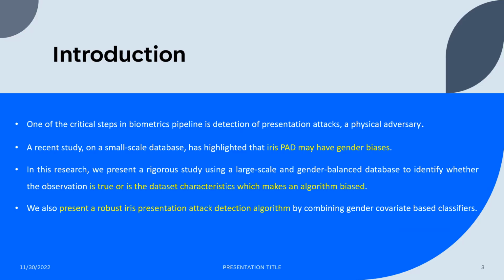One of the critical steps in any biometric pipeline, including iris screening systems, is the detection of the presentation mediums, including the 3D contact lens based attacks. Recently it was found that the PAD algorithms are also biased towards gender or demographic variables, but this study was performed using a very small amount of data, and the dataset was itself very biased towards the male gender. So in this study we have performed a bias study using large scale data sets, and we present a study to showcase whether it's a gender bias or some environmental conditions are affecting the results.